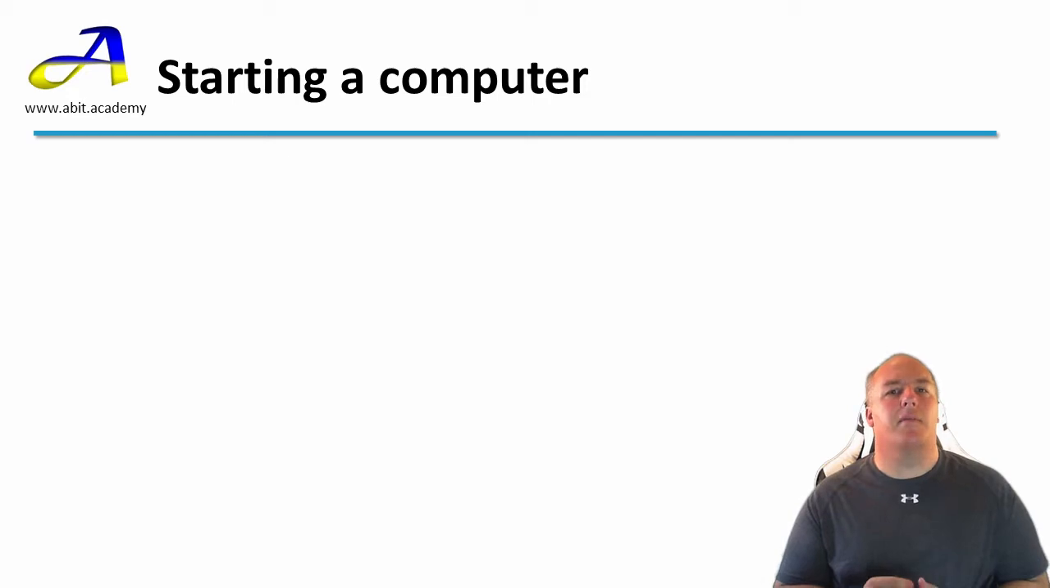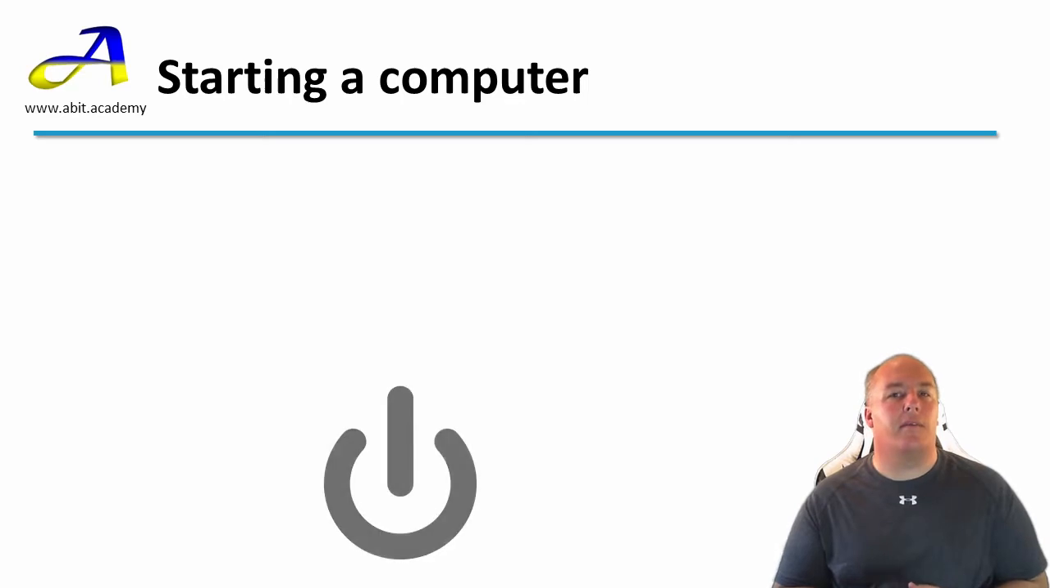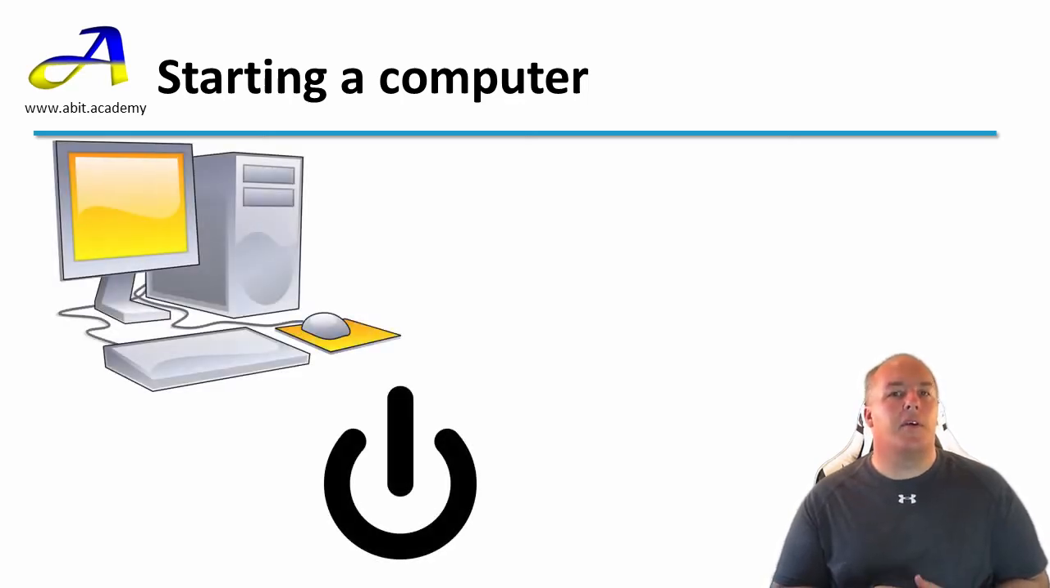In order to use a computer, you must first find out how to turn it on. Manufacturers have a bit of a habit of hiding the button that turns the device on. Fortunately, there's a universal symbol to show which button is for power. This is it here.